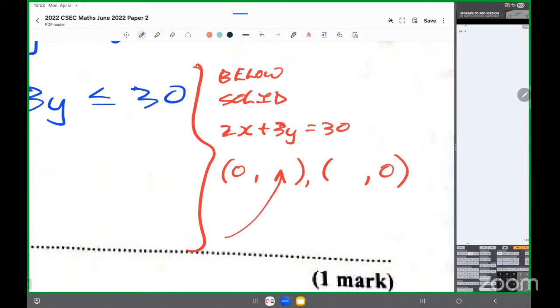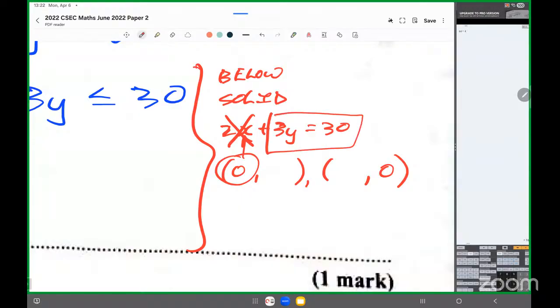I want to work out the value for here now. How do you work it out? When the x value is 0, you put the x value here as 0. This will be gone. You're going to be left with 3y equals 30, and x equals 0. 3y equals 30, divided by the 3, y equals 10. That means that 10 is the y value.